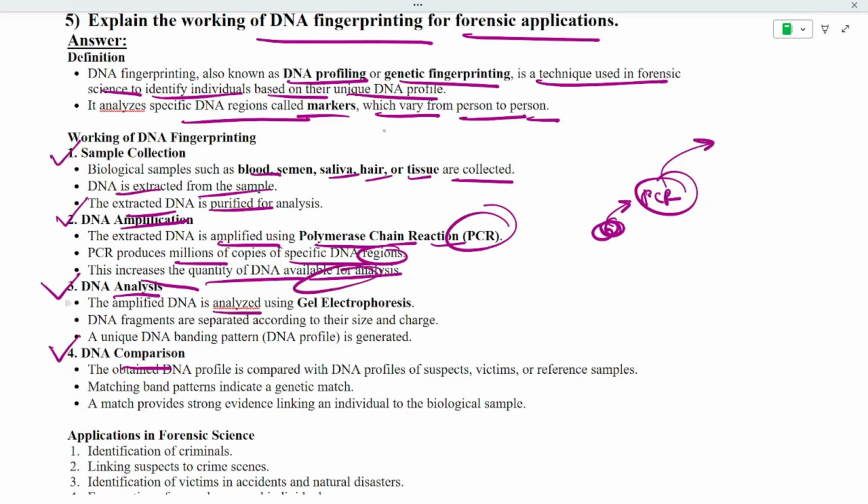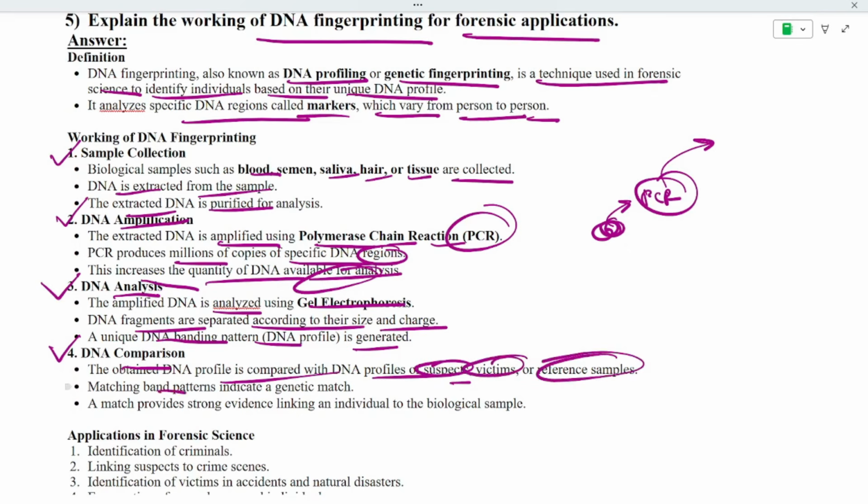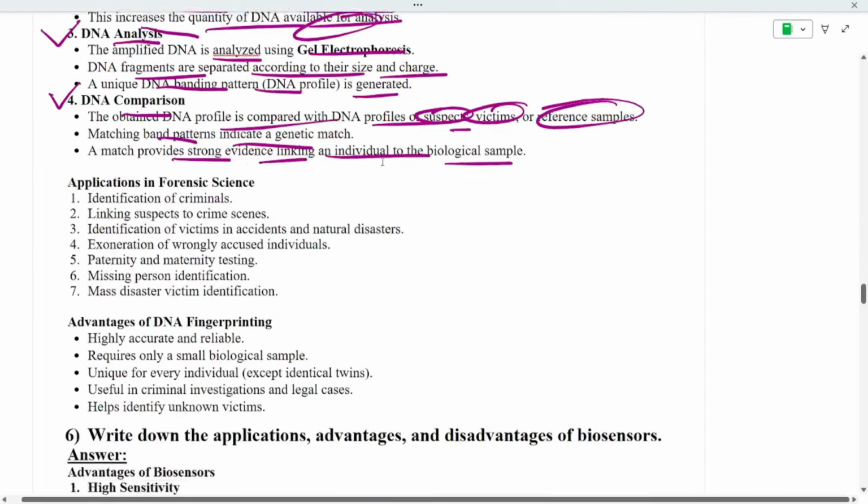Analysis is done using gel electrophoresis, and the fragments are separated according to their size and charge, and the DNA banding pattern is generated. Now it will be compared with the profile of the suspect, victim or a reference sample which is given, and the band pattern is identified. This is strong evidence linking an individual to a biological sample. They will match and compare each of the samples and check whose it is.